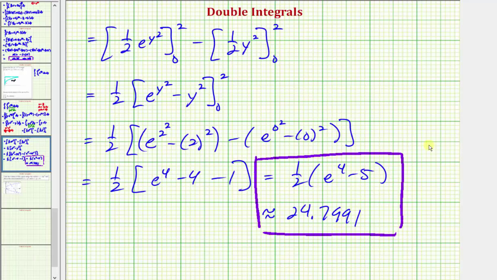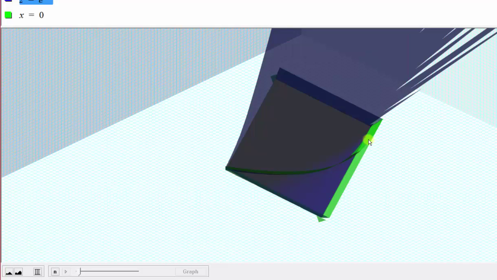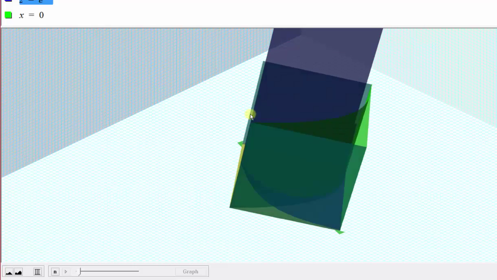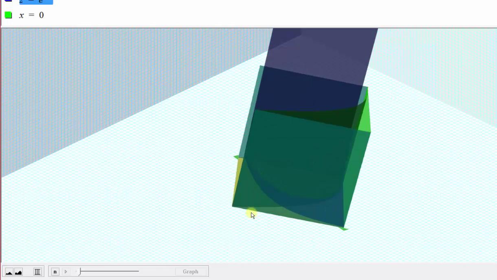So if we go back to our graph one more time, here we're looking down on the region of integration here. If we change the view, we just found the volume below this blue surface above the xy plane over this region here.